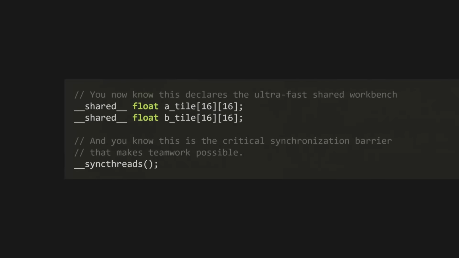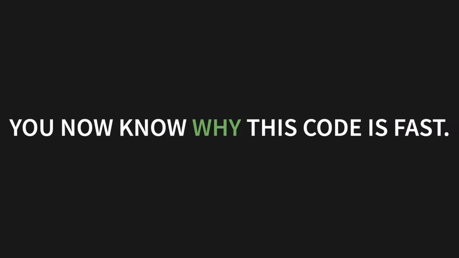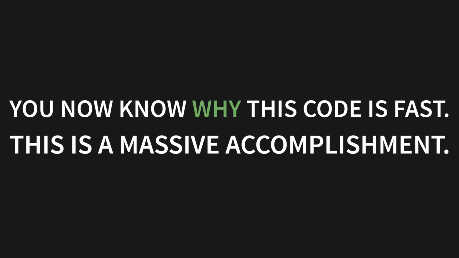That cryptic code from the beginning of this video, well, it's no longer a mystery. You now know this line. You know this declares the ultra-fast shared workbench. And you know that this line, __syncthreads() with parentheses, is the critical synchronization barrier that makes teamwork possible. You now know why this code is so fast. This is a massive accomplishment.